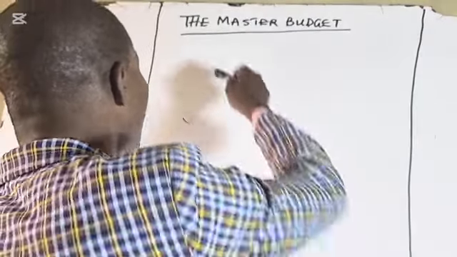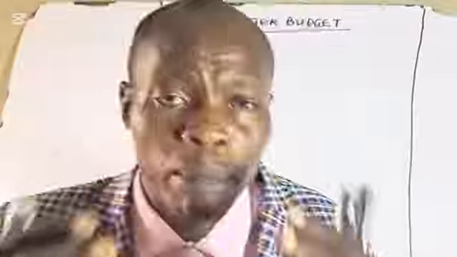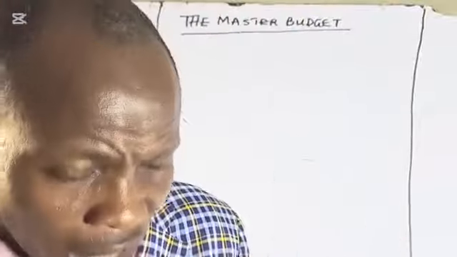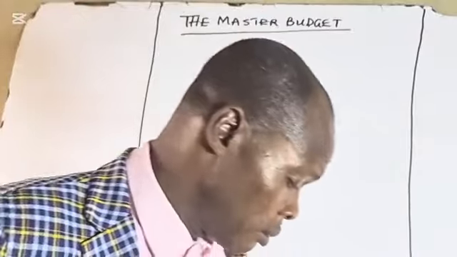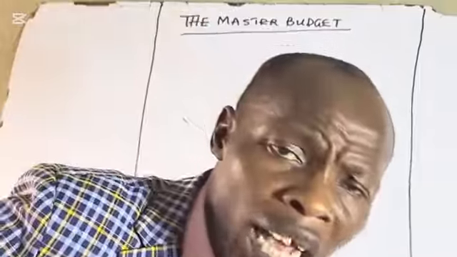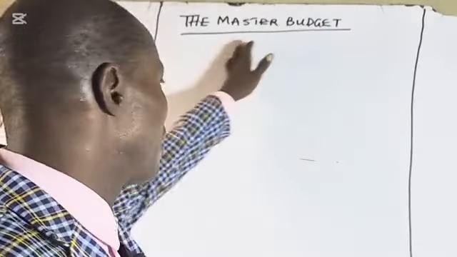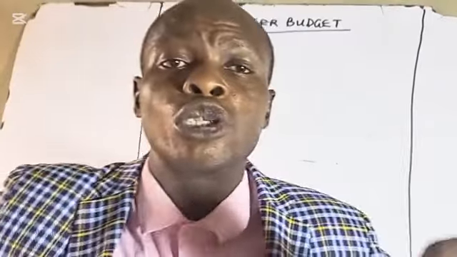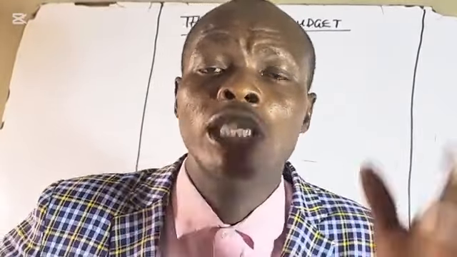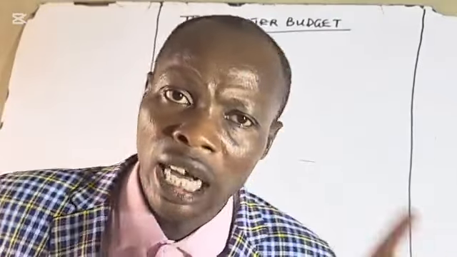What is a master budget? A master budget shows the overall summary of the functional budgets, including the budgeted financial statements. So, a budget that shows the overall summary of the various functional budgets, including the budgeted financial statements, is said to be the master budget.